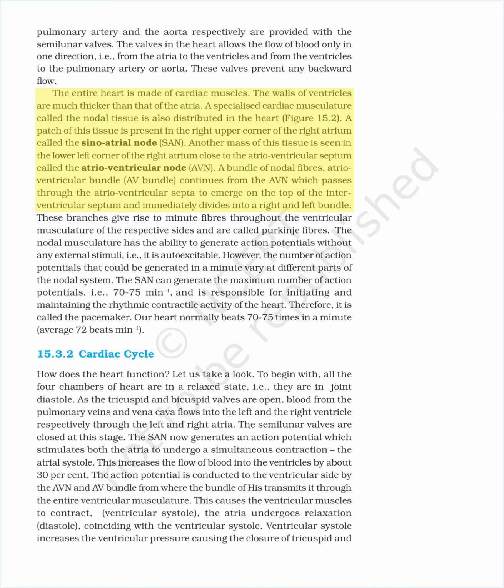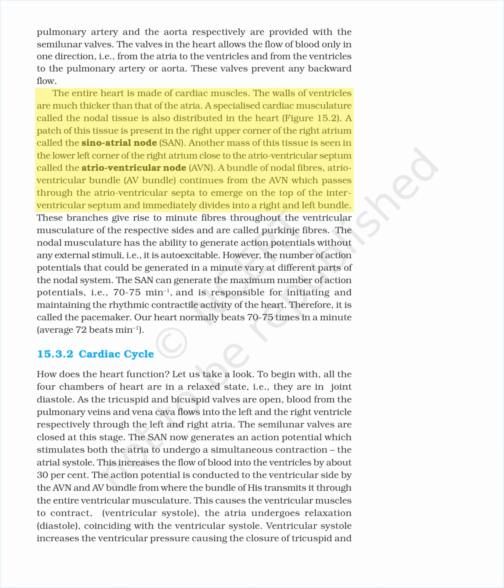The entire heart is made of cardiac muscles. The walls of the ventricles are much thicker than those of the atria. A specialized cardiac musculature called the nodal tissue is also distributed in the heart, figure 15.2. A patch of this tissue is present in the right upper corner of the right atrium, called the sinoatrial node, SAN. Another mass of this tissue is seen in the lower left corner of the right atrium close to the atrioventricular septum, called the atrioventricular node, AVN.